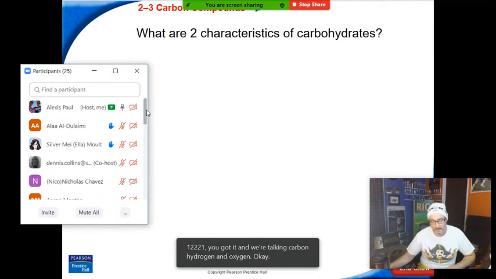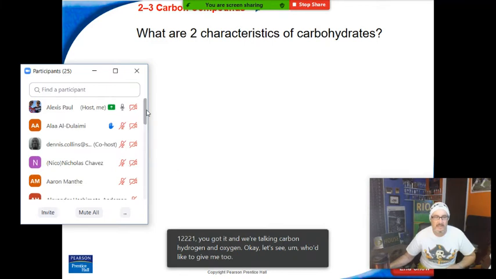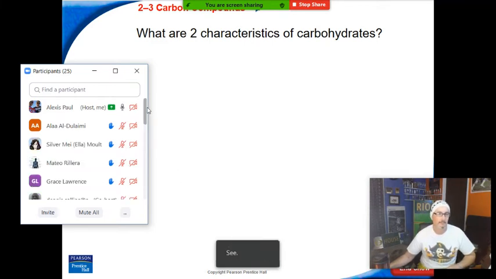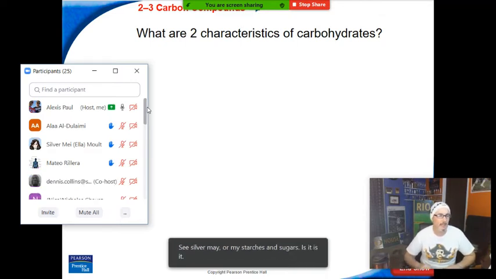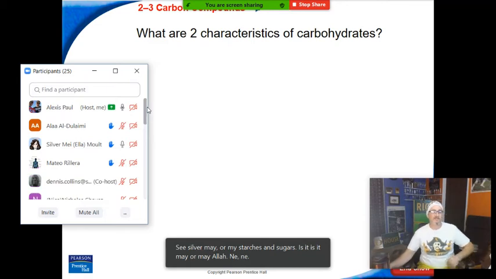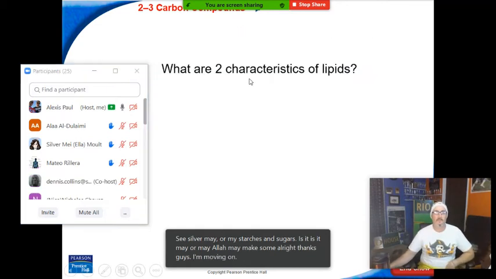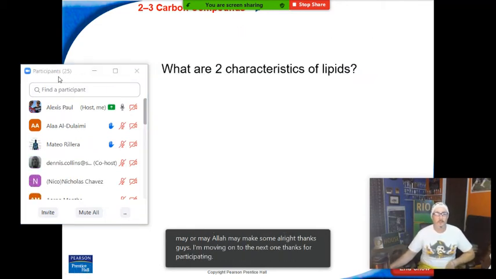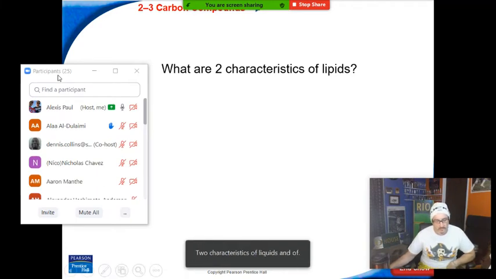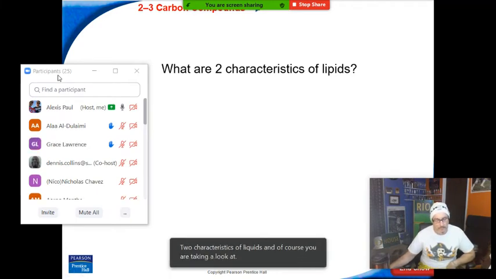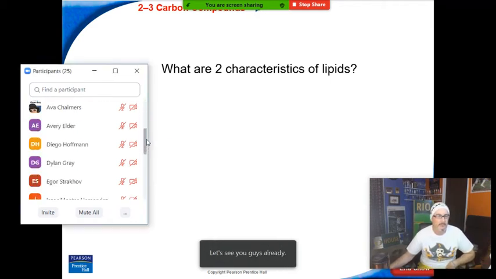Okay, let's see. Who'd like to give me 2 examples of carbohydrates? See, Silver May or My? Starches and sugars. Is it May or My, Ella? May. Silver May. All right, thanks, guys. All right, moving on to the next one. Thanks for participating. 2 characteristics of lipids, and of course, you are taking a look at number 27. 26 for this one. Let's see. You guys already raised your hand. I'm going to pick somebody different.